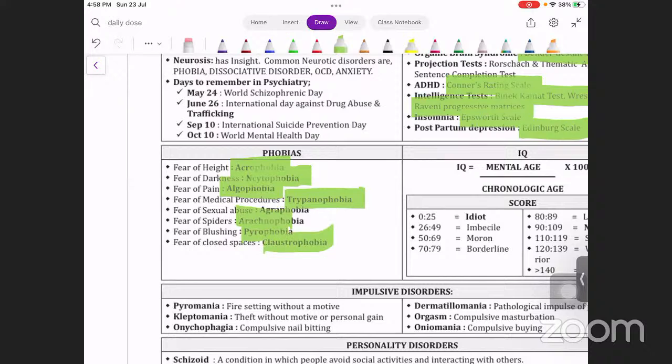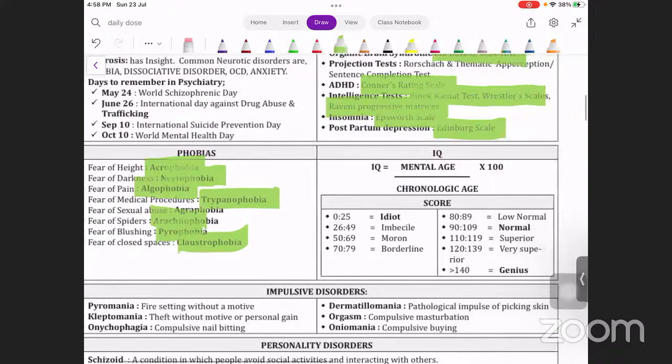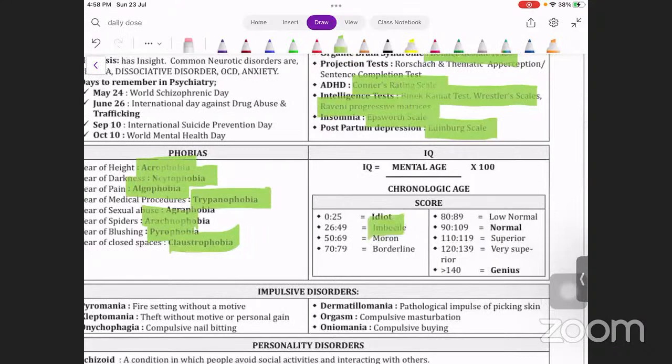Apart from that, IQ is mental age divided by chronological age times 100. 0 to 25 is idiot, 26 to 49 is imbecile, 50 to 69 is moron, 70 to 79 is borderline, 80 to 89 is low normal, 90 to 109 is normal, 110 to 119 is superior, 120 to 139 is very superior, and more than 140 is genius. IQ we discussed already in PSM, and the important phobias we have discussed.